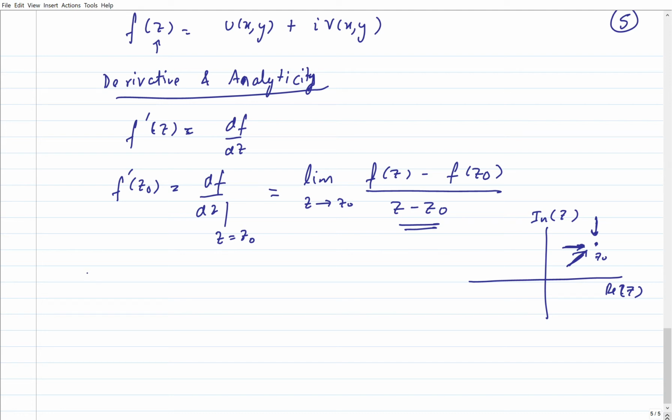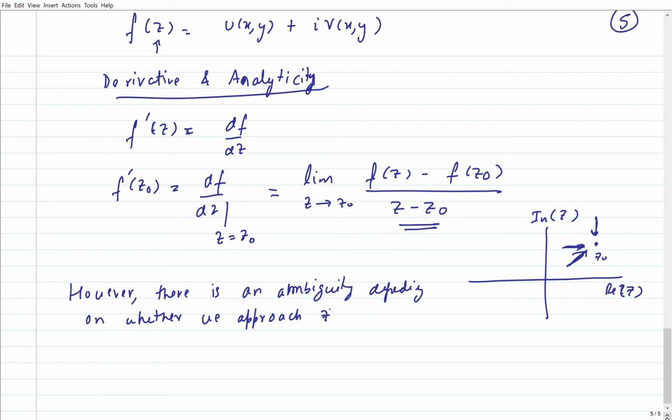So I just write it down as, however, there is an ambiguity depending on whether we approach z0 from y equals y0 or x equals x0, or as I mentioned, any other line theta equals theta 0. There is this ambiguity.